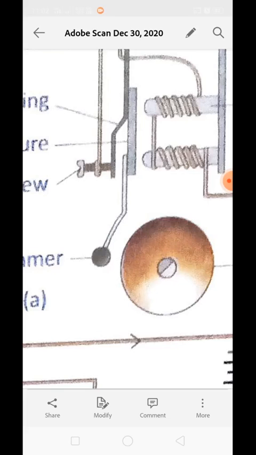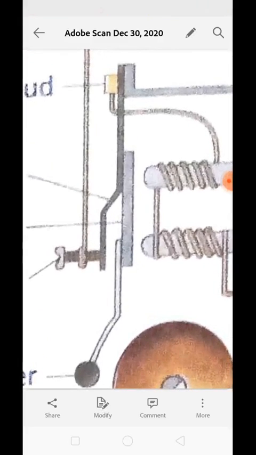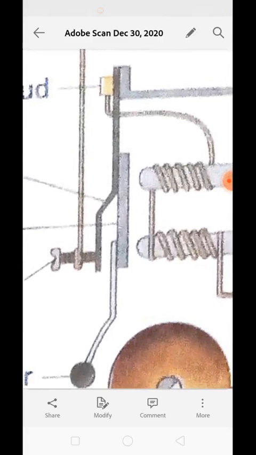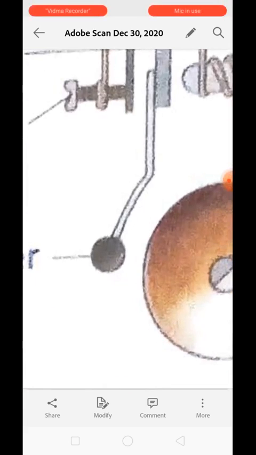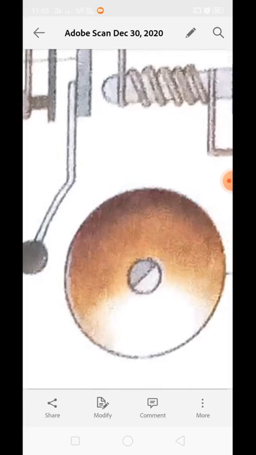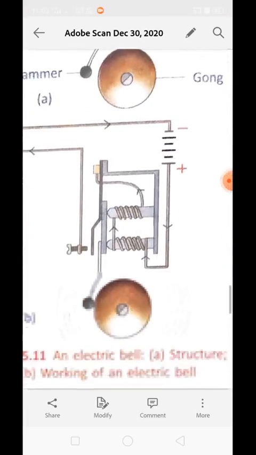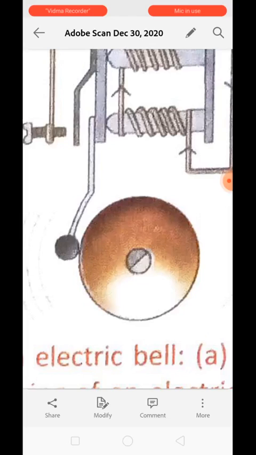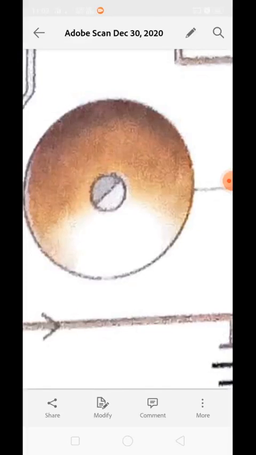Now the question arises, what is gong? Just see over here, this is the hammer. Whenever this armature gets attracted toward the electromagnet, what will happen? This armature will move in downward direction, and in this way this ball over here will get lowered down and it will hit this round sphere. And in this way the sound will be created. Just look over here, the sound has been created by hitting the hammer on the gong. So this is gong. Understood, class?